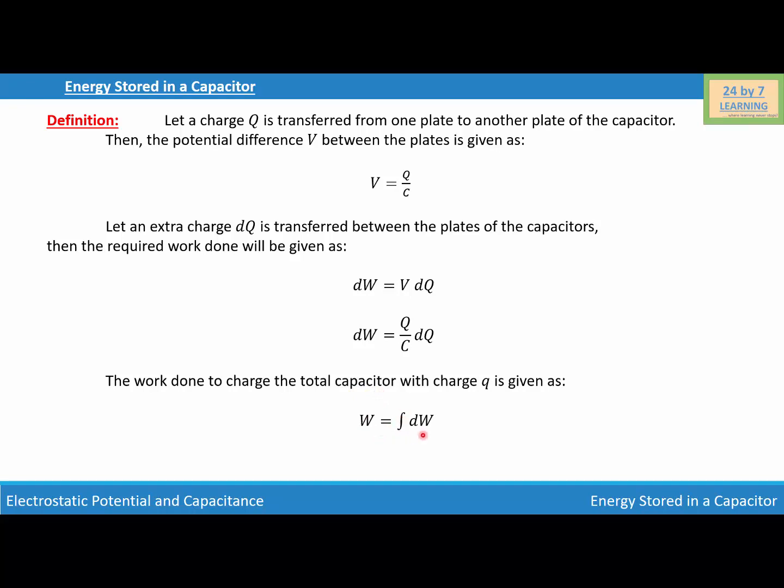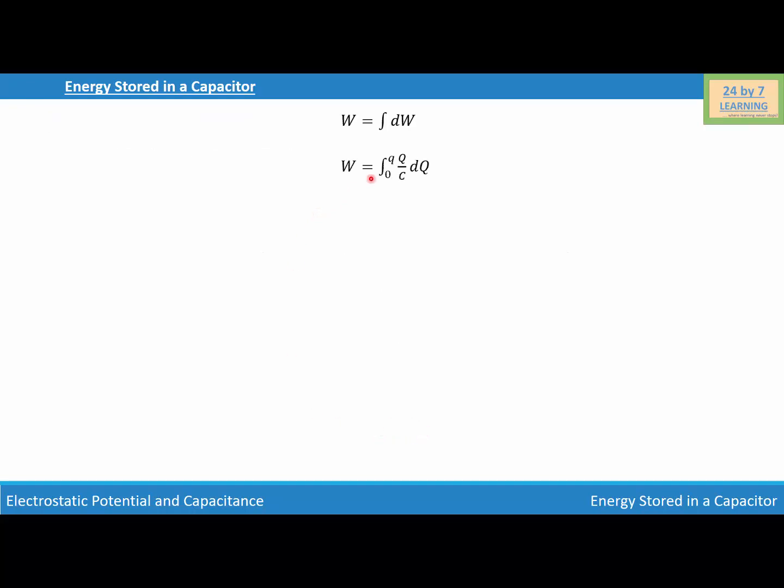equal to integration of dW, and if we substitute the value, we will write W is equal to integration from 0 to Q of Q over C dQ, because we are charging the capacitor from 0, because there is no charge on the capacitor, and the capacitor is charged all the way to small q. If we simplify further, we will take 1 over C out because 1 over C is a constant, and we will write W is equal to 1 over C integration from 0 to Q of dQ.